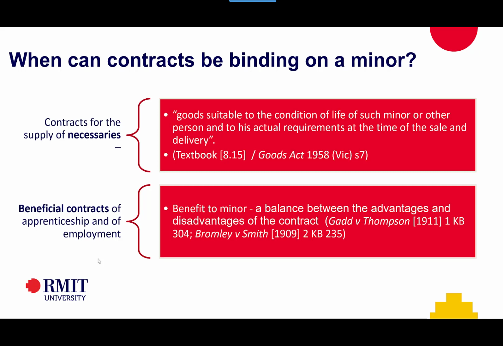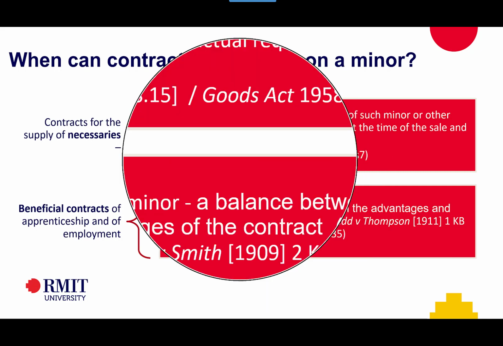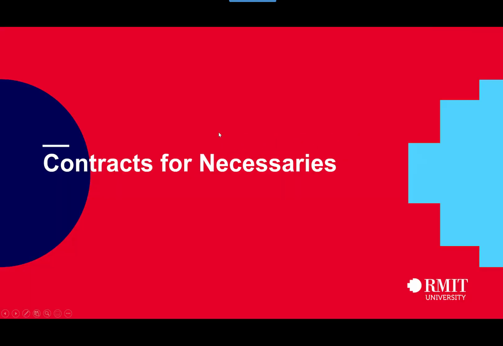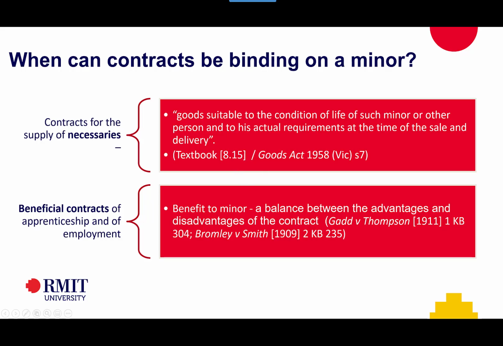So basically the definition is all in the textbook. It's worth having a look at the Goods Act as well. Goods suitable to the condition of life of such minor or other person and to his actual requirements at the time of sale and delivery. So again, that's a moving feast.